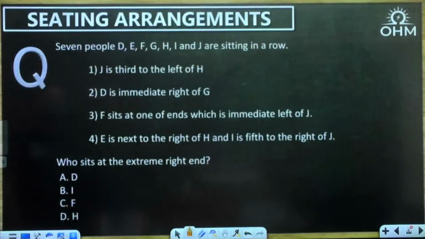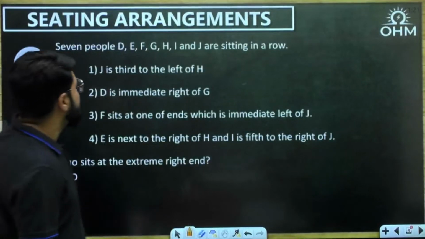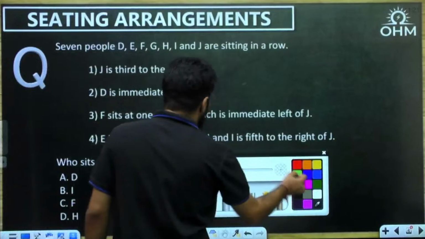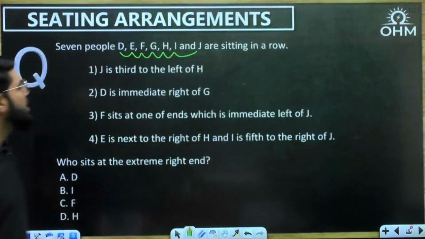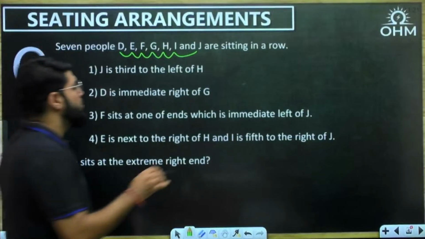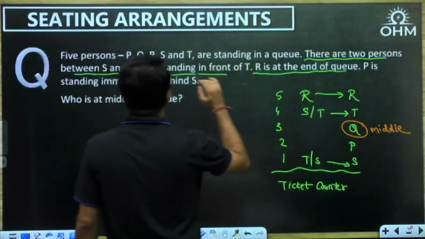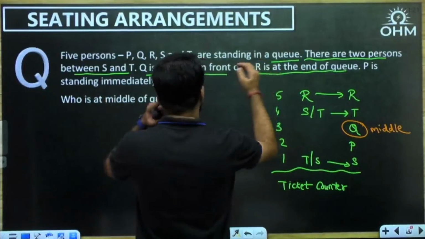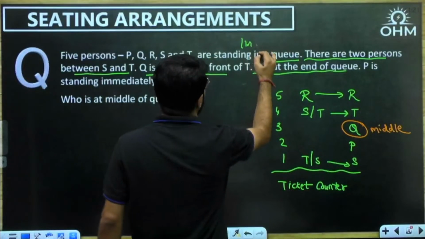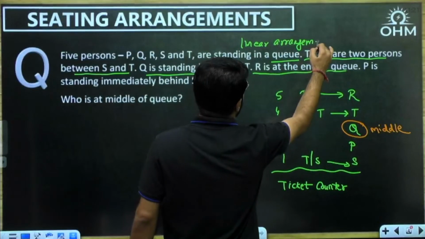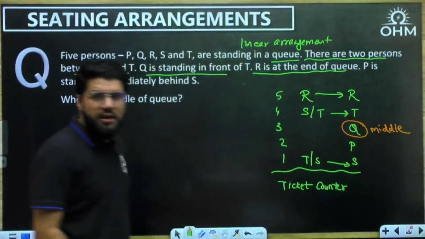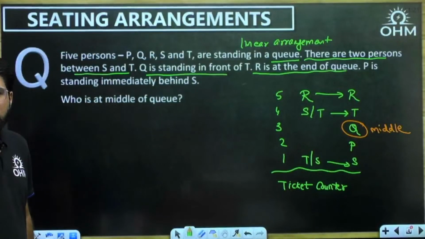Now there are 7 people named D, E, F, G, H, I, J sitting in a row. Again, it is a linear arrangement, like the previous question. Whenever you have a queue or a linear row, I've started with linear arrangement, and then we'll come to the more important circular arrangement also.